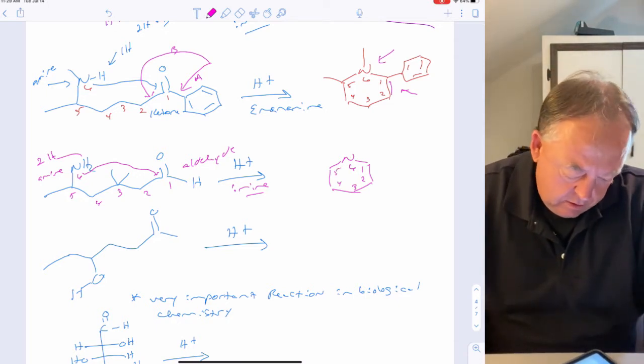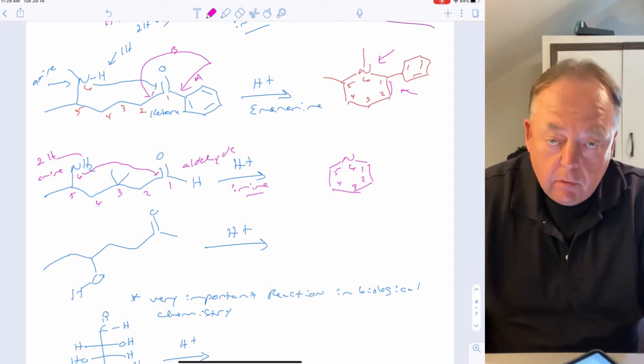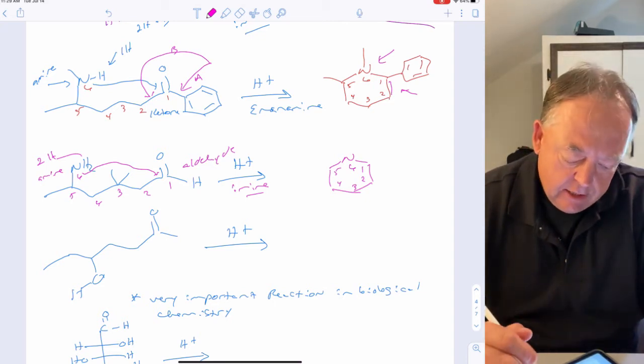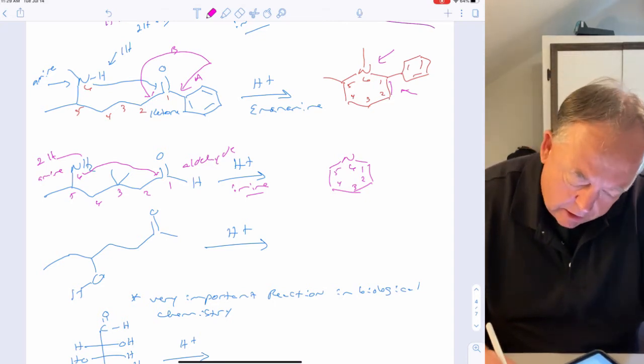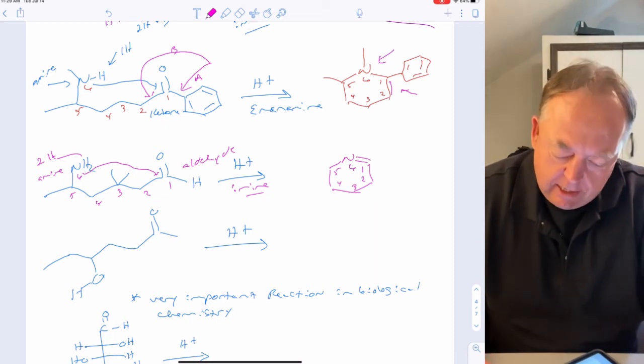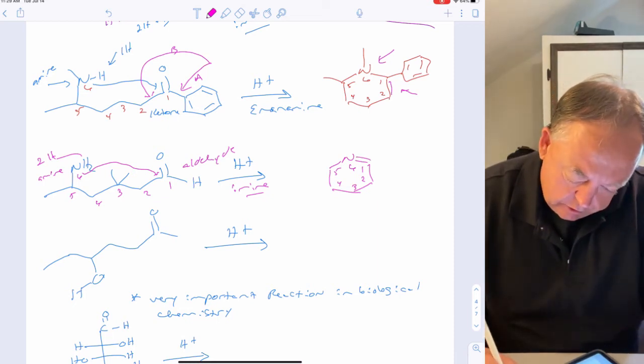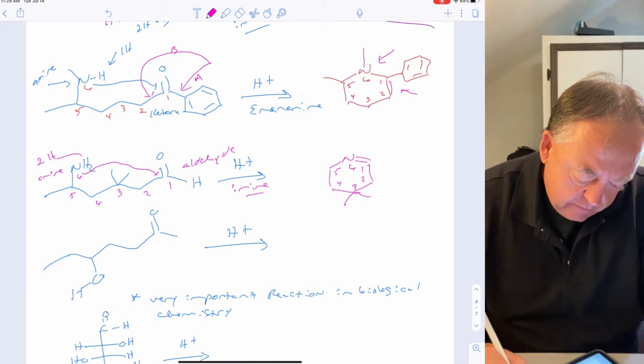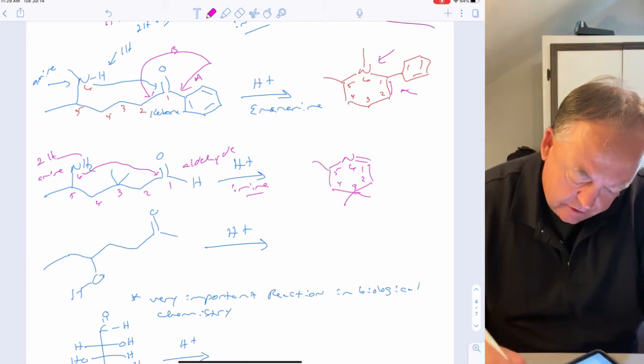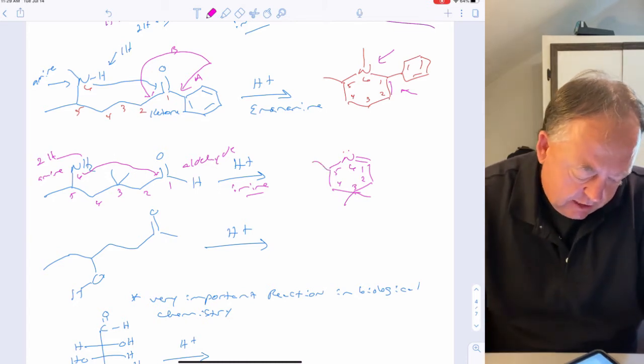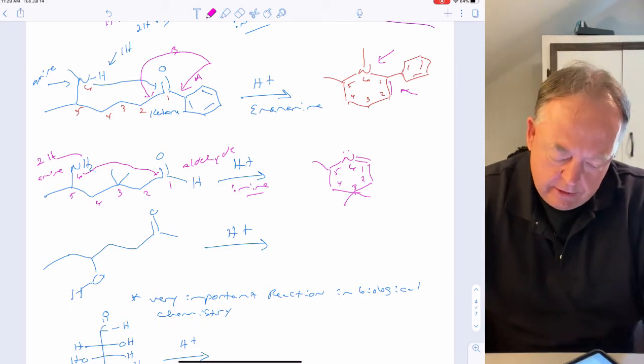Okay, so it's an imine, so the double bond will be between nitrogen and 1, where the C double bond O is at. So 2 is a CH2, 3 has 2 methyls, 4 is a CH2, 5 has a methyl, and nitrogen just has its lone pair. So that would be your imine.